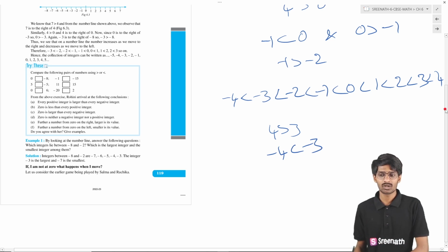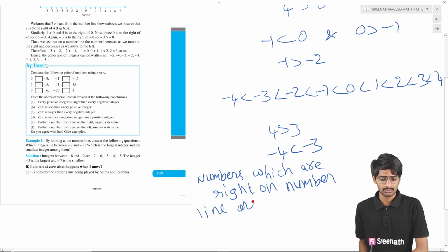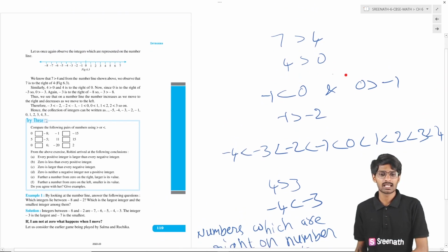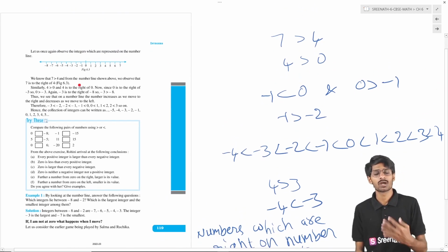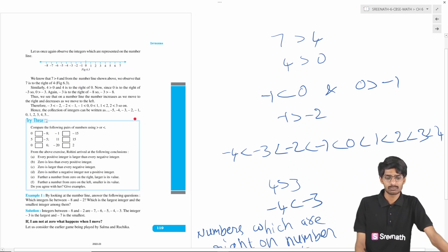So just one simple trick: numbers which are on the right side on the number line are greater. Numbers which are on the right side on the number line, like 7 is greater than -7 or -6, whatever. Numbers on the right side of the number line are greater than the other numbers, students. Okay.